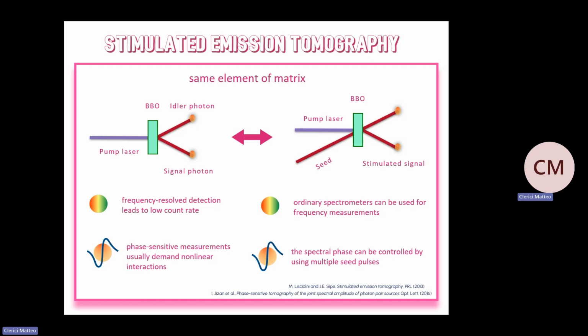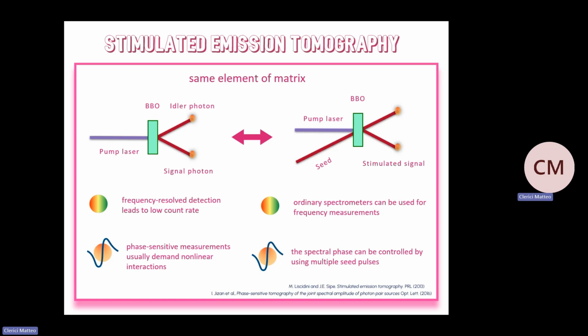Because you can see that if you have your SPDC source, or if you have the same apparatus but you're seeding the measurement, so you have stimulated emission or difference frequency generation, the matrix describing these two processes is the same. So as I told you, when you have single photons, this is hard to measure. I mean, the intensity part is long, you have low counts, so it's still more complicated than if you have laser beams, okay?